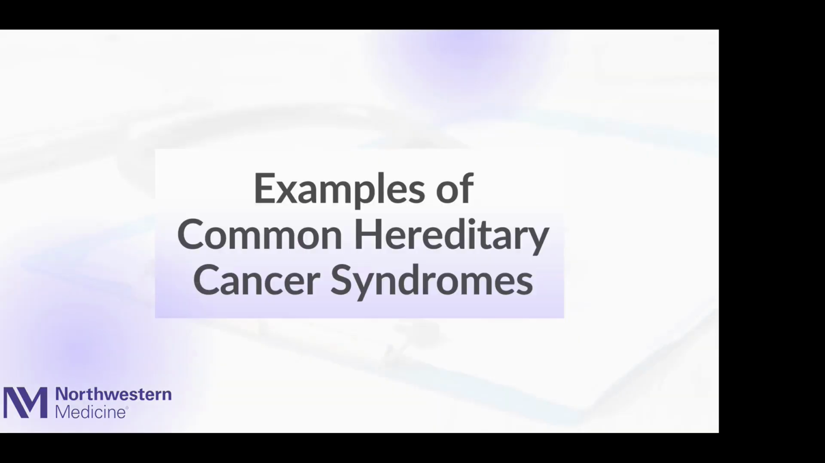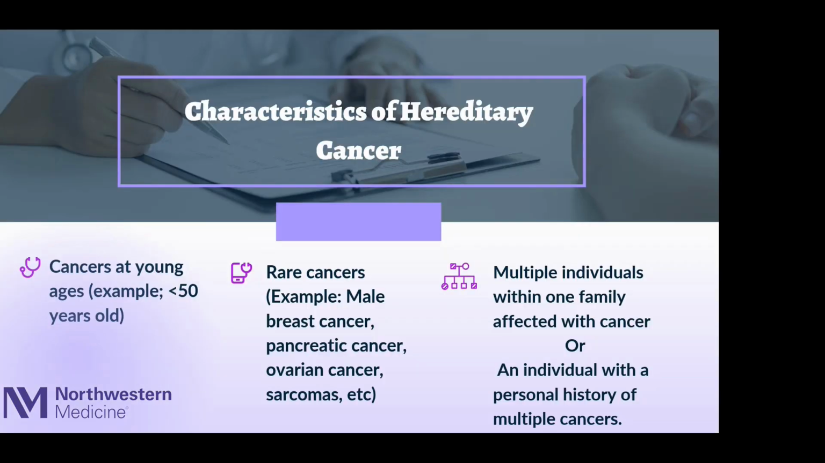So now I'm going to review examples of some of the common hereditary cancer syndromes that we see. Here I'm going to talk about 2 of the most common that we see and the genes that cause them. However, there are many other examples of hereditary cancer syndromes that we are often evaluating for with other features or associated cancer risks.